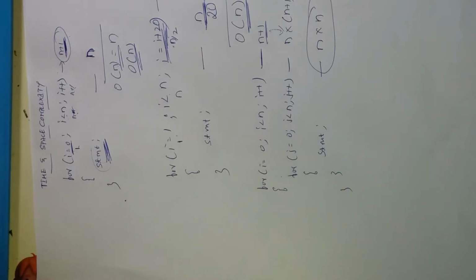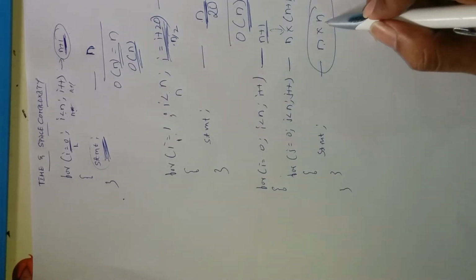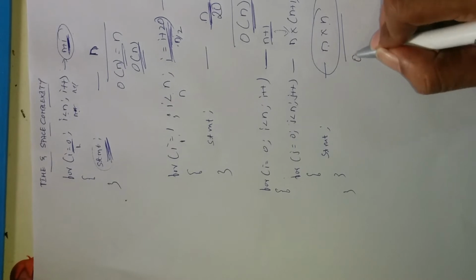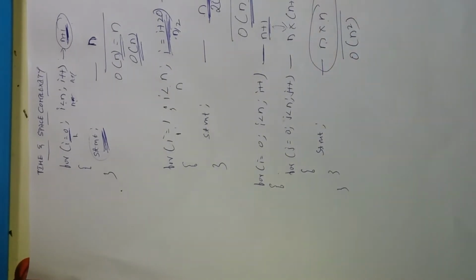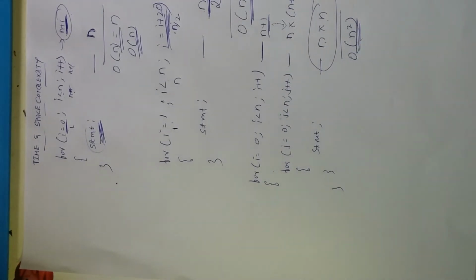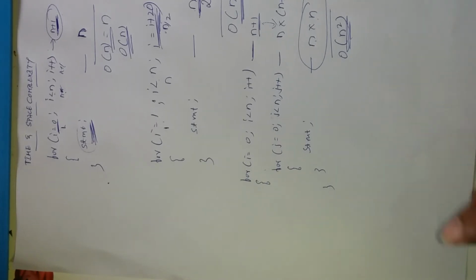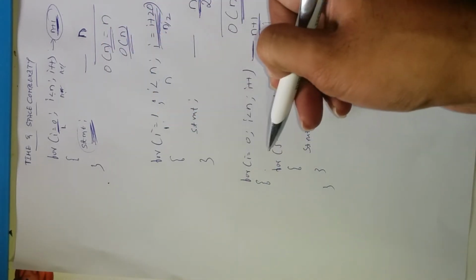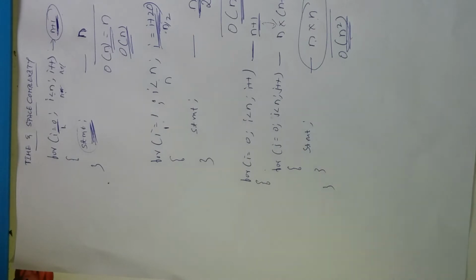What is the value of the executable statement? n into n. n into n indicates order of n square. Clear? This is the order, and this is the answer for this statement. Already we explained three examples of how to solve. These are two basic examples and this is one nested loop example.